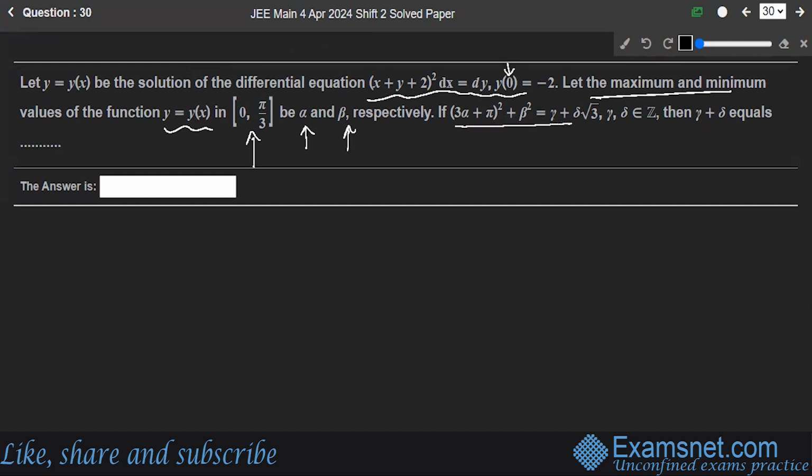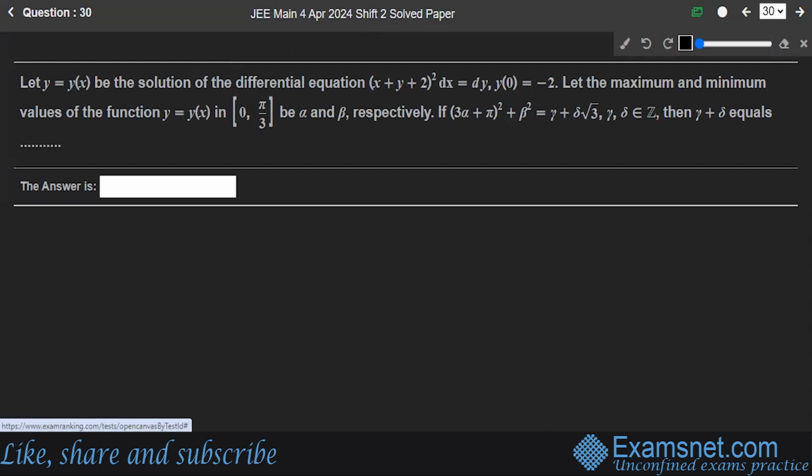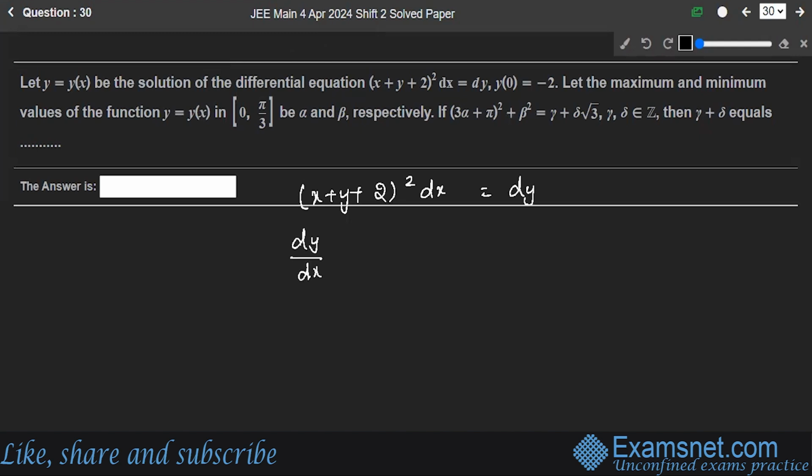If this is true, gamma and delta belong to integers. What is the sum of gamma and delta? Let's write down the equation. You have (x + y + 2)² dx = dy. Simple as that. dy/dx is given by this, right? And also you are given y(0) = -2.